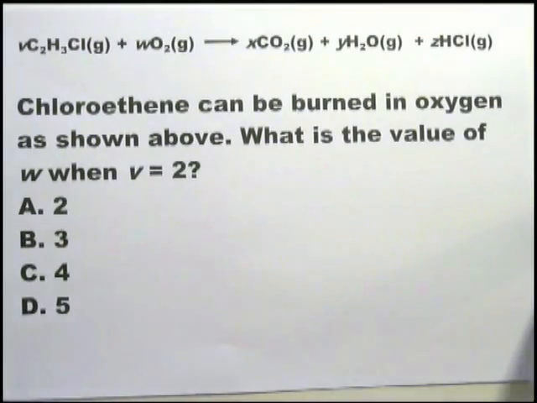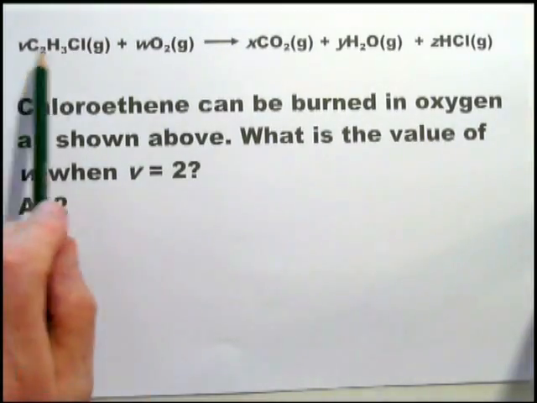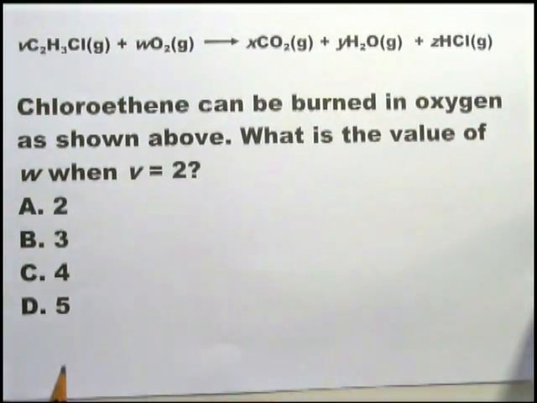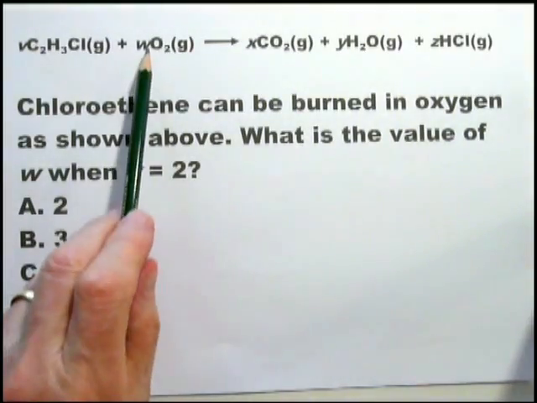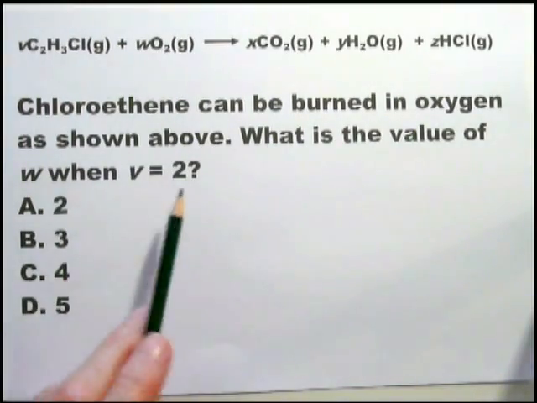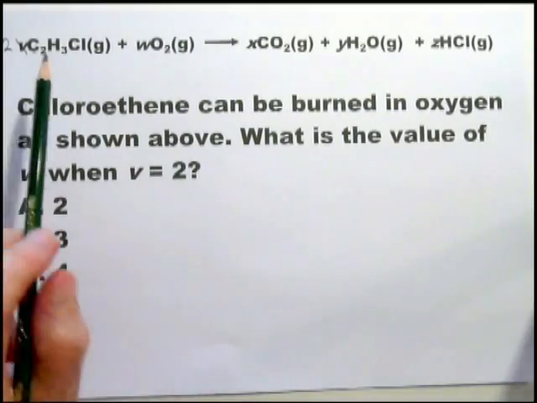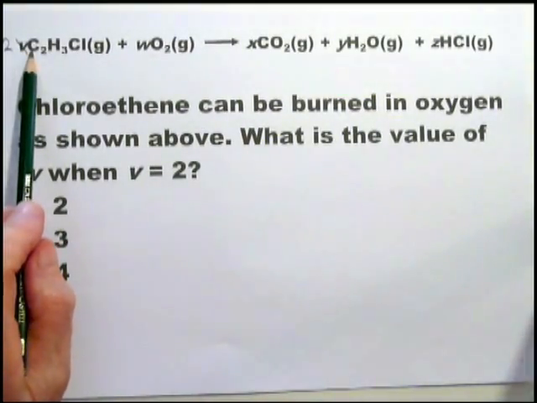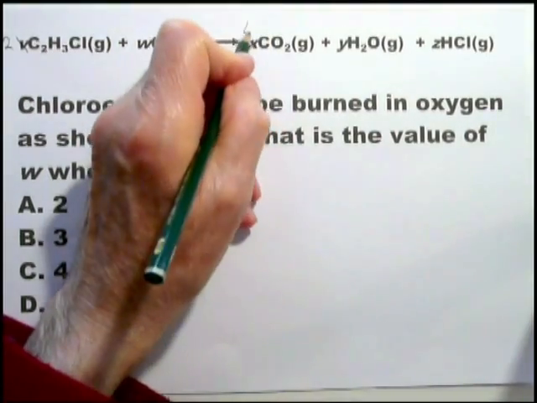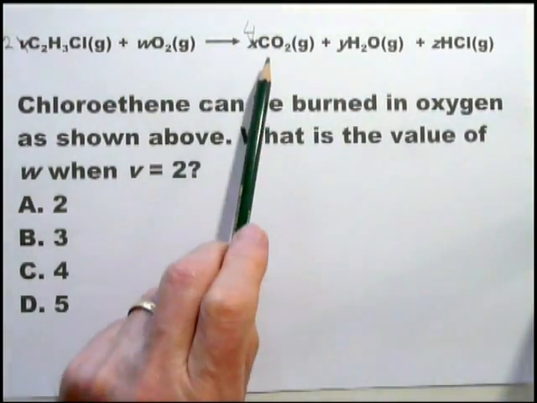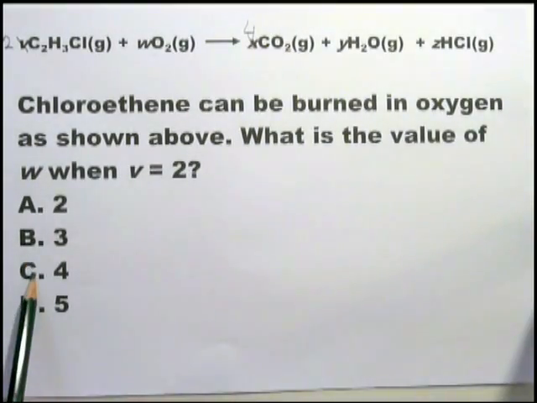When some students look at this one, they really get confused by the letters in the equation, V, W, X, Y, Z. But it's much simpler than it looks. All you're looking for is the value of W, the coefficient of oxygen, when V equals 2. So let's put 2 there, make it easier. And what we're going to first do is look at the carbon atoms. There are 4 carbon atoms, so that is 4. And then when you see that, that is this one.